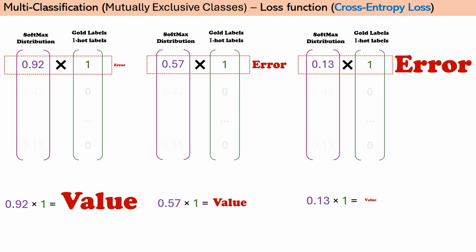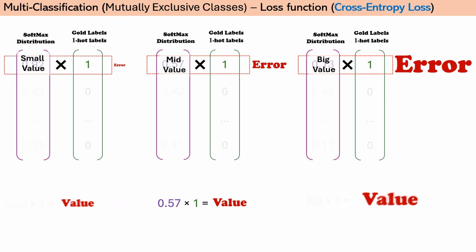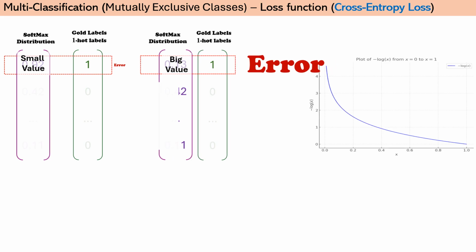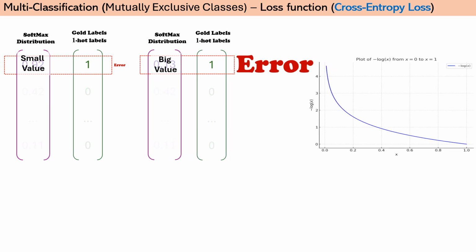The solution is to transform large probabilities into small values and small probabilities into large values. This makes the values better representations of error. To achieve this transformation, we use the negative logarithm function. As you can see, the negative log maps large probabilities to small values, and small probabilities to large values.